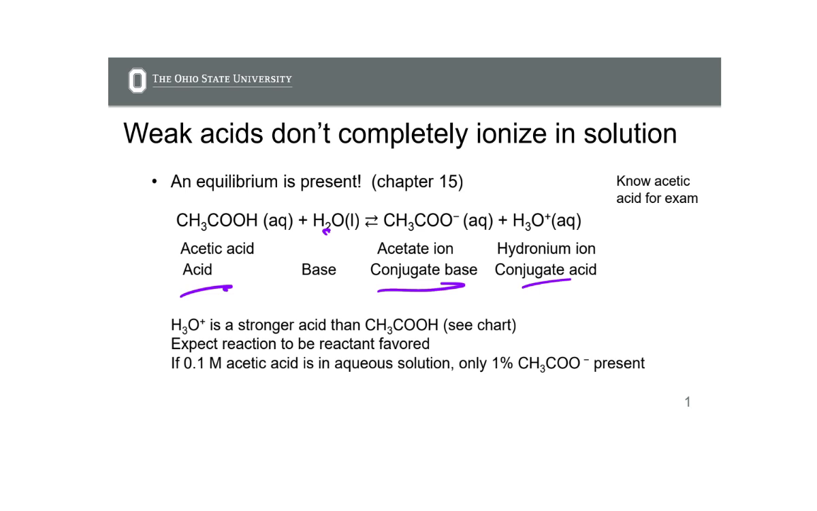One thing that we then talked about is the strength of different acids. You can refer back to the chart with the arrows to look at different strengths of acids. And I'd mentioned that acetic acid doesn't dissociate very much. If you put 0.1 molar acetic acid in solution, only about 1% of that acetic acid will dissociate into the conjugate base, acetate ion.